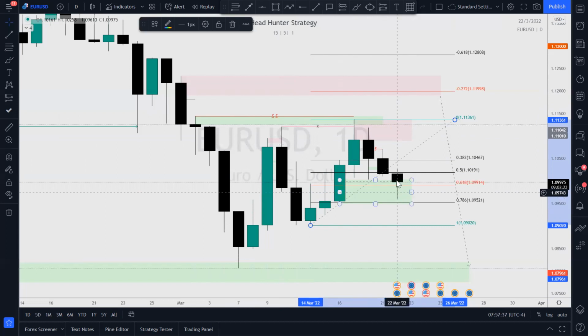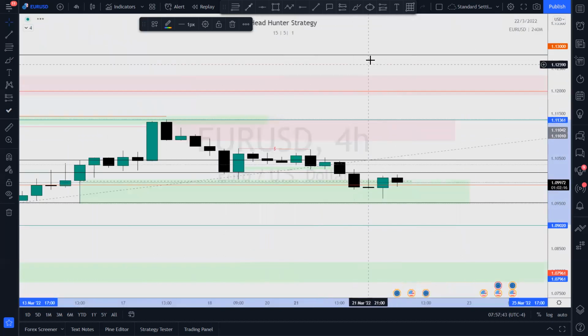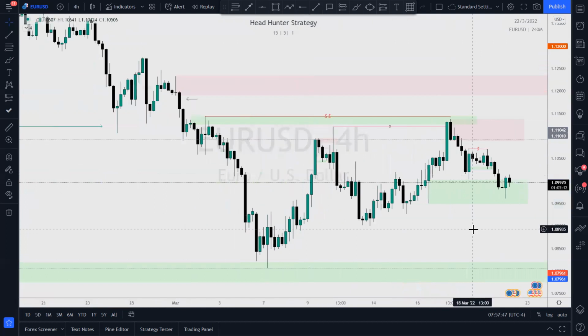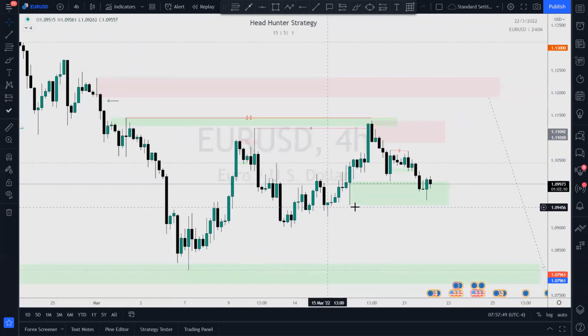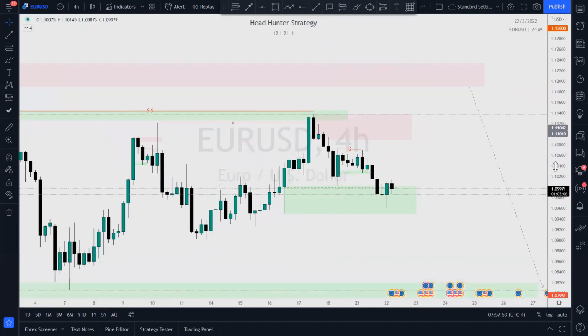See this rejection here. If it holds, let's go down to the 4 hours so we can get a better look at the price action. Let's get rid of all those lines. What do we have here? Aha! What I'm looking for is a strong demand zone, and we found it here. Just look at it. Look at the low here.